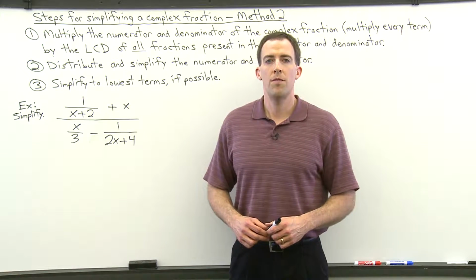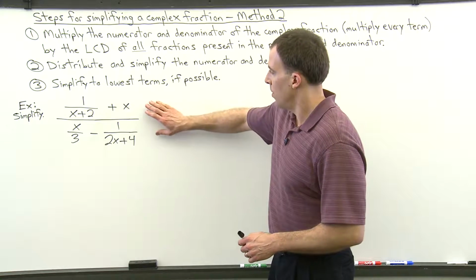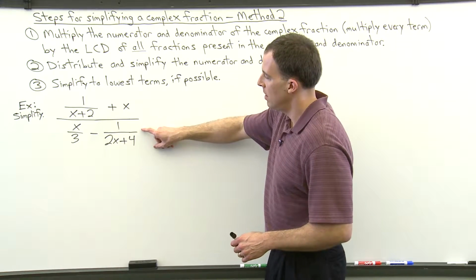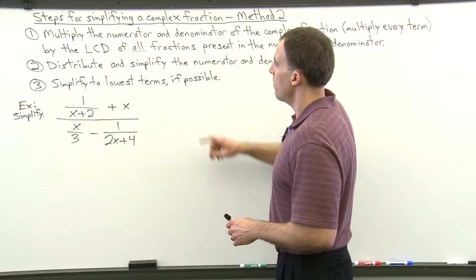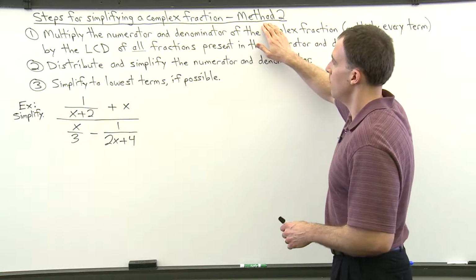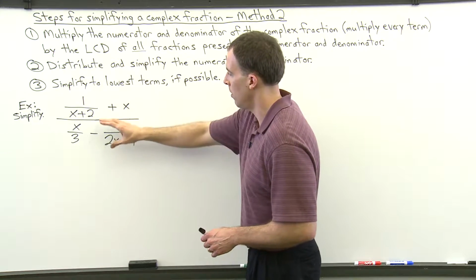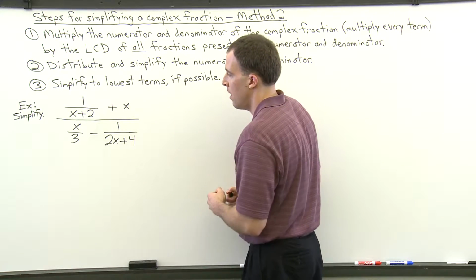Here's another example of simplifying a complex fraction using method 2. Here I've got 1 over x plus 2 plus x, all over x over 3 minus 1 over 2x plus 4. So the very first step, if we're using method 2 to simplify a complex fraction, is to identify the least common denominator among all of the fractions within the complex fraction and multiply the numerator and denominator by that.